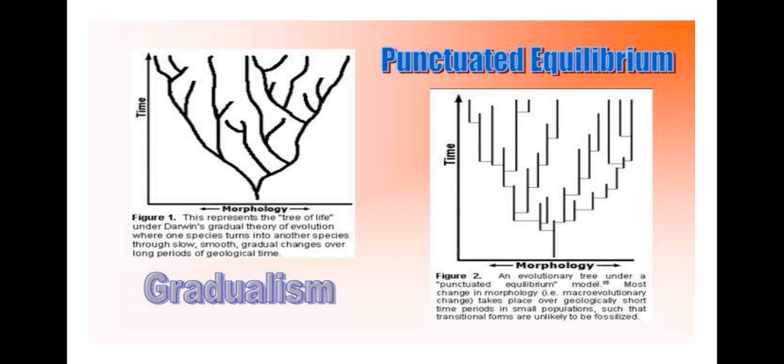Gradualism, morphology. This represents the tree of life under Darwin's gradual theory of evolution, where one species turns into another species through slow, smooth, gradual changes over long periods of geological time. Then punctuated equilibrium, an evolutionary tree under a punctuated equilibrium model. Most change in morphology, like macroevolutionary change, takes place over geologically shorter time periods in small populations, such that transitional forms are unlikely to be fossilized.